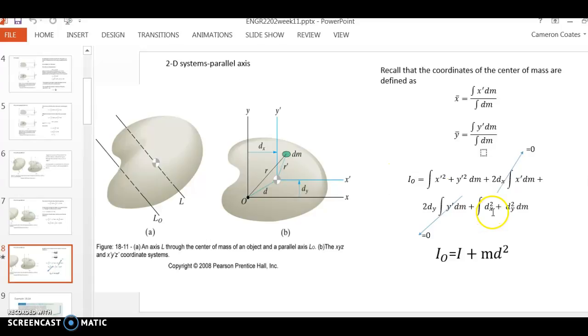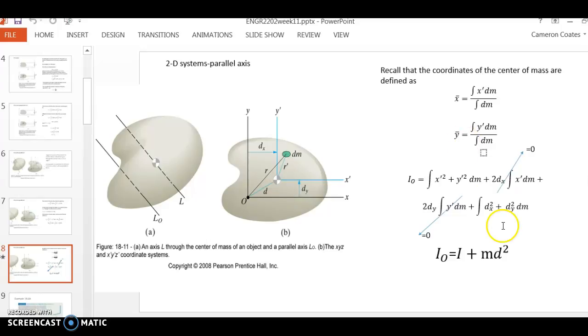Now how about this dx squared plus dy squared term? If I look at dx squared and dy squared, I can see here that dx squared plus dy squared, from Pythagoras' theorem, would give me d squared, right? dx would be here, dy would be there, and d would be the hypotenuse of that right triangle.